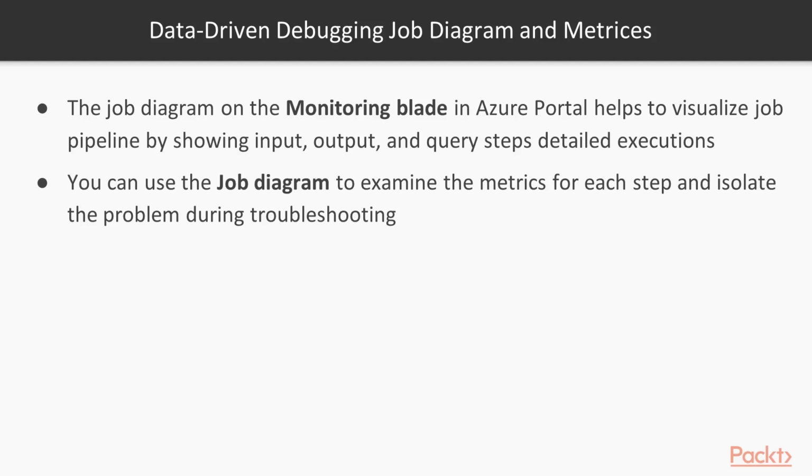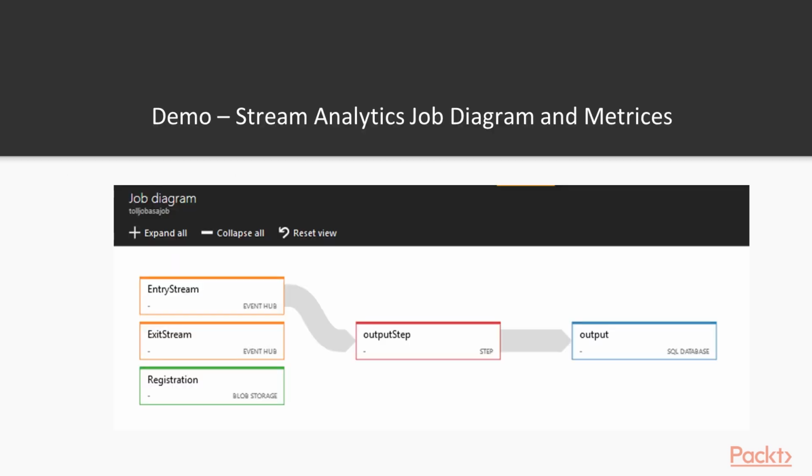To access this capability, we have the job diagram button available. I will also show in the demo of this video that we can use the job diagram in the settings blade of the Stream Analytics job, define each and every metric, and isolate the problem. So let's take a quick look at the demo of a Stream Analytics job diagram, to visualize the data-driven debugging and metrics associated with each step of a job diagram.